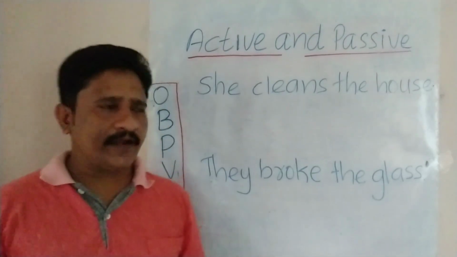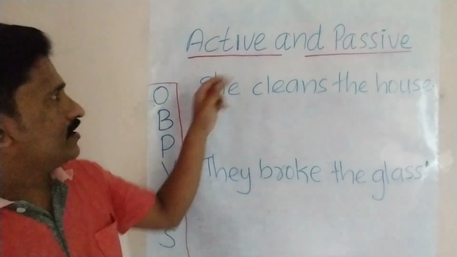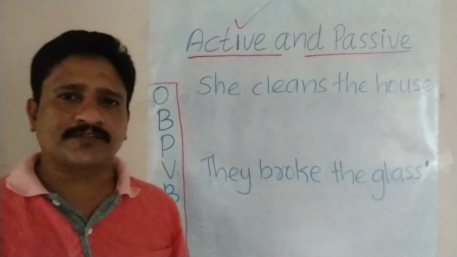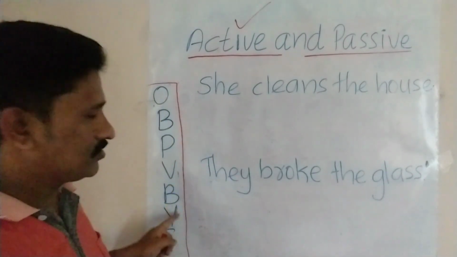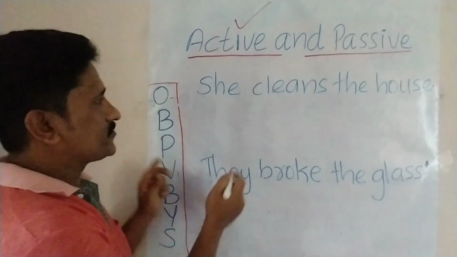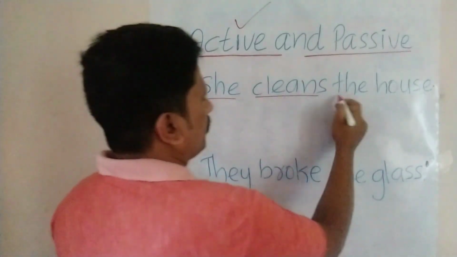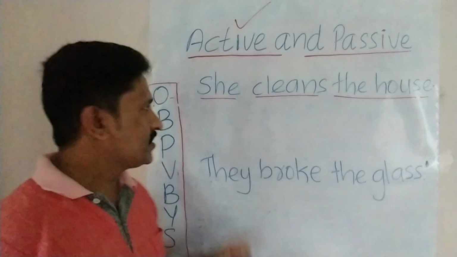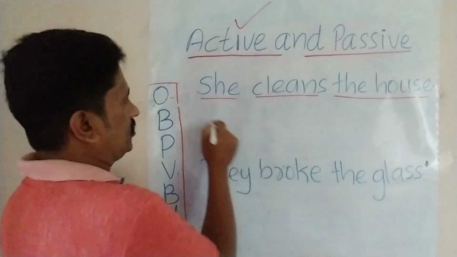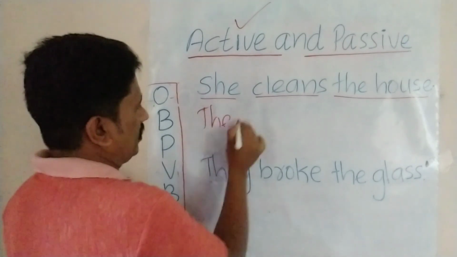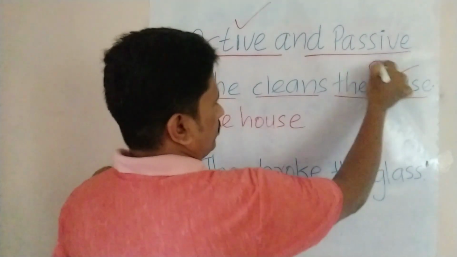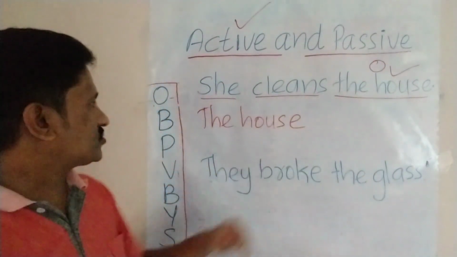Now let's look at these examples which are in active voice and then see how to change them into passive voice following this small technique. Okay, so begin with the object. So let's find out the subject, verb, and object in the given sentence, and then we follow the first step, that is, begin with the object. So the house, that is the object. We begin with the object.